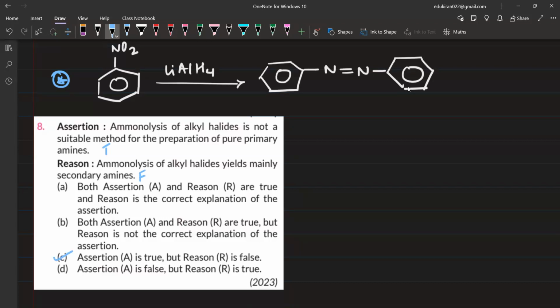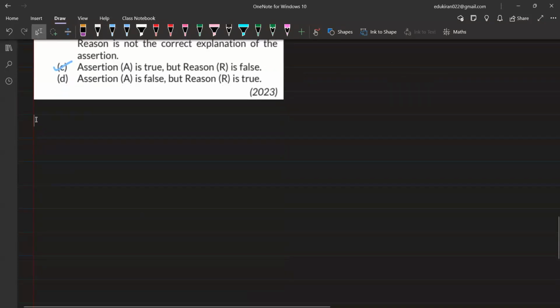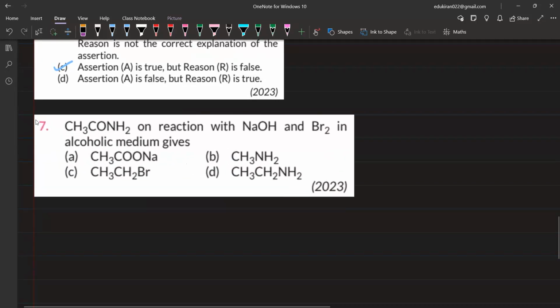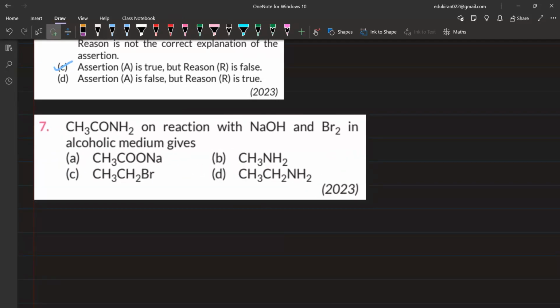So the only option is the C option. When the reason comes out false, then options A and B are not left, you have to go directly to C. Okay, let's go. Now moving on to another question. CH3CONH2 reaction with NaOH and Br2 in alcoholic medium gives.